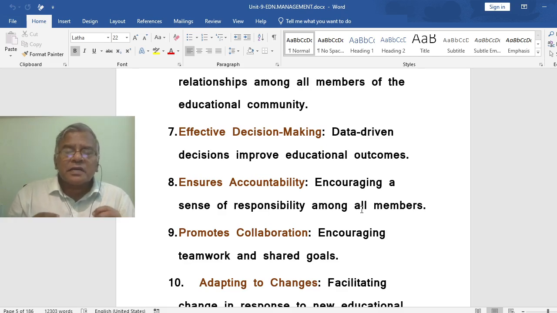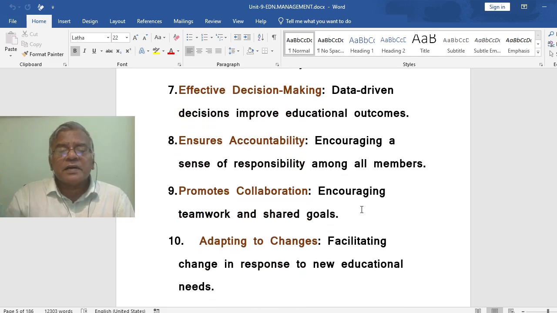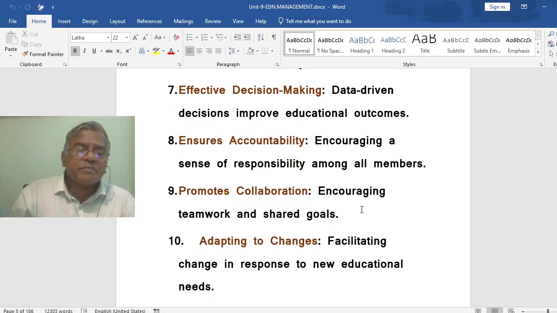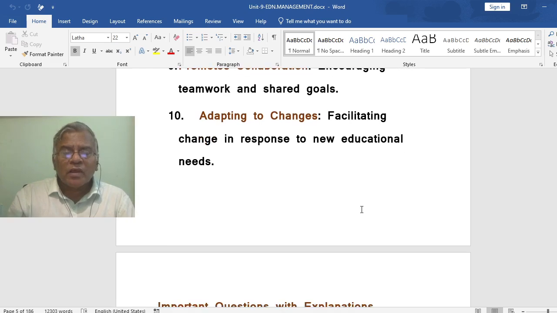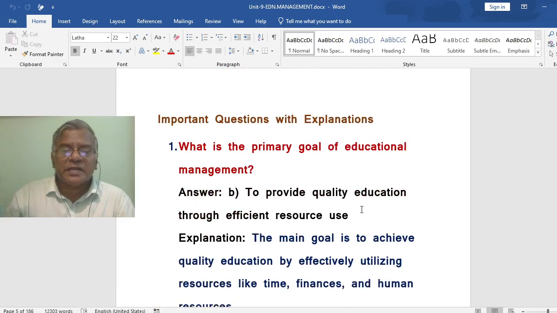Then educational management and administration ensures accountability, taking responsibility, which we already know, encouraging a sense of responsibility among all members. Then it promotes collaboration. It encourages teamwork and shared goals. Then adapting to changes: it facilitates change in response to new educational needs.